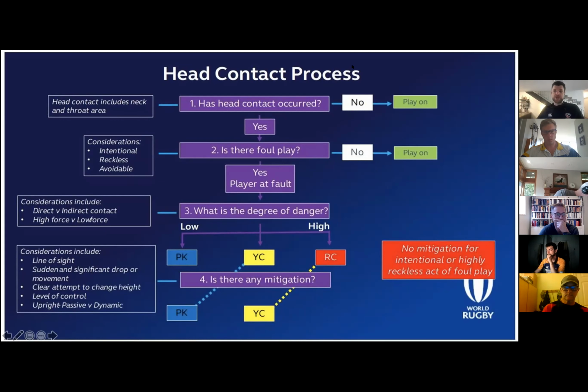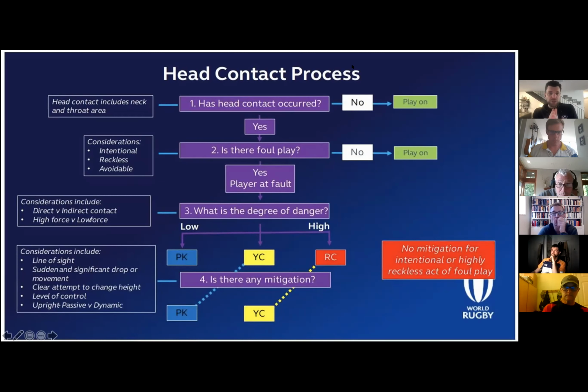So the first point of contact is on the shoulder, bumps up, but there's clear contact to the head after that. So you've got an indirect contact, but you've got a high degree of force. Given the fact that the player is going into the tackle with a swinging arm and the fact that the tackle is late, we're going to have no mitigation on that. So that's why we end up with yellow card.